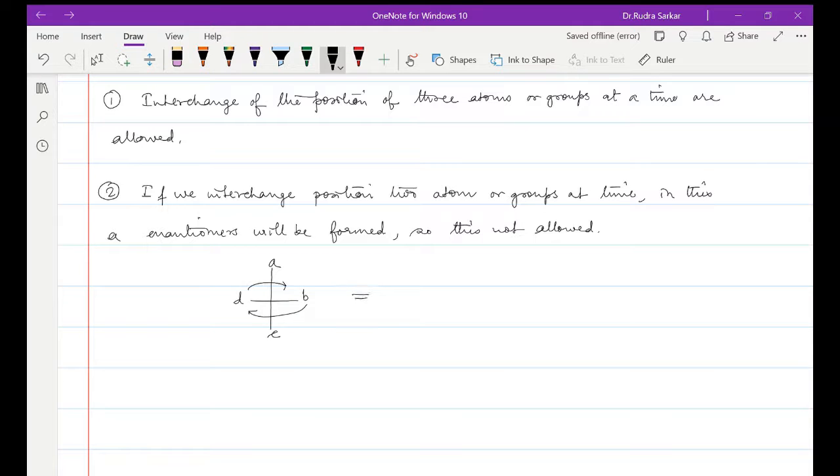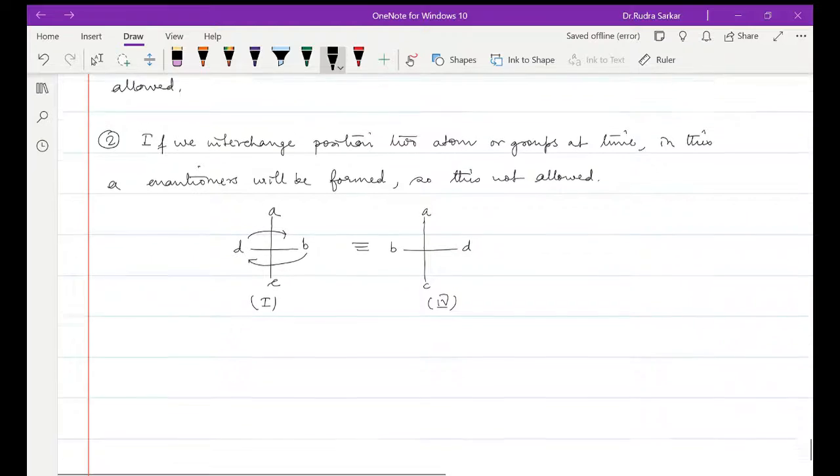Okay, and let's compare. If you compare, you will see that if I call this 1 and that 4, 1 and 4 are actually mirror images of each other. So they're enantiomers.